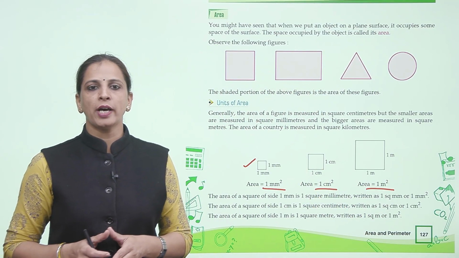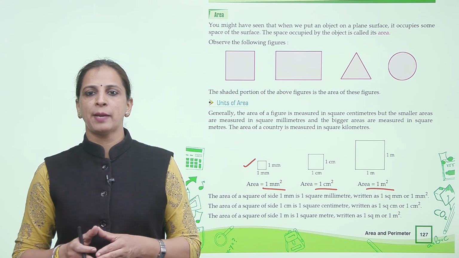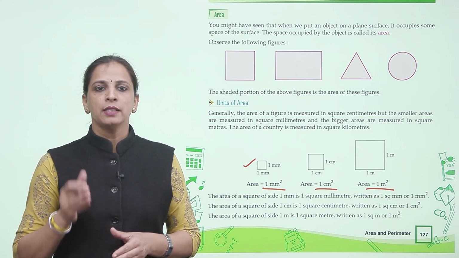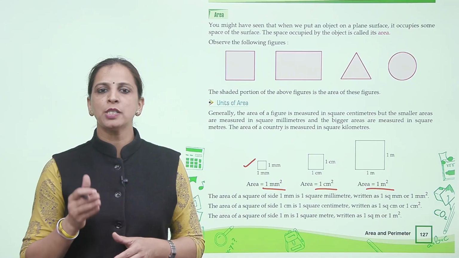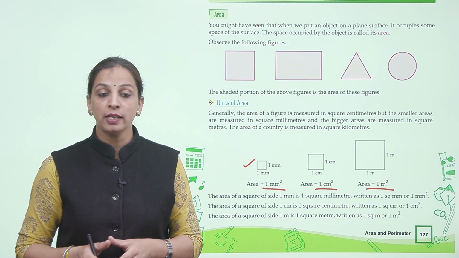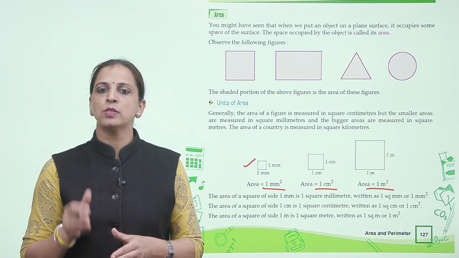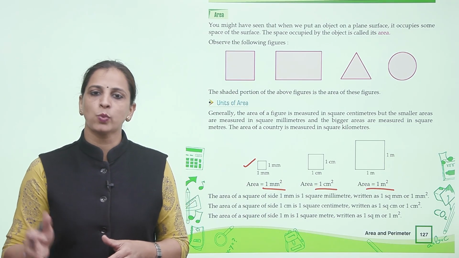The area of a square of side 1 mm is 1 square millimeter written as 1 square mm or 1 millimeter square. The area of a square of side 1 centimeter is 1 square centimeter written as 1 square centimeter or 1 centimeter square. The area of a square of side 1 meter is 1 square meter written as 1 square meter or 1 meter square.